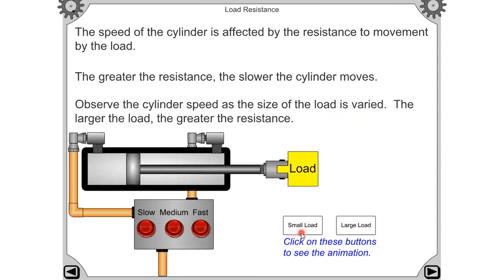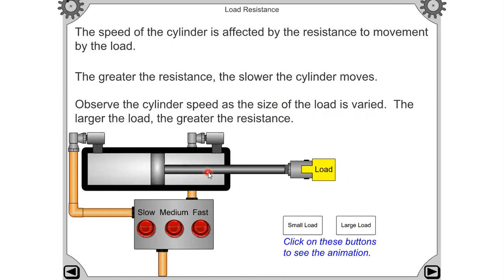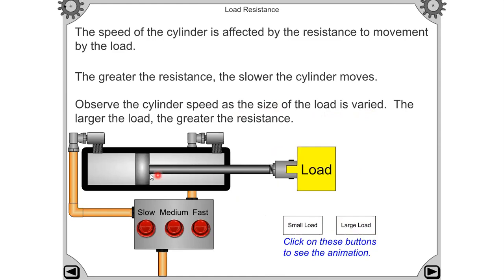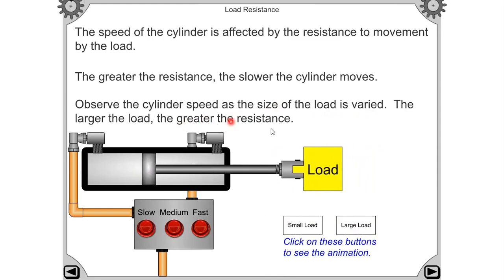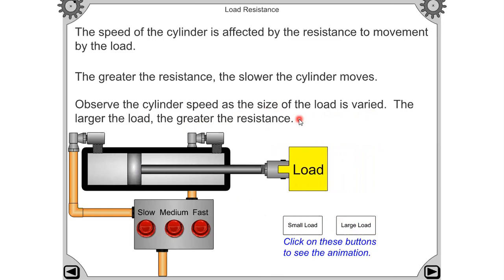For the small load, you can observe here that the speed is increased. Then if I increase the load, you can observe that the speed is decreasing. So the larger the load, the greater the resistance, and the speed will decrease.